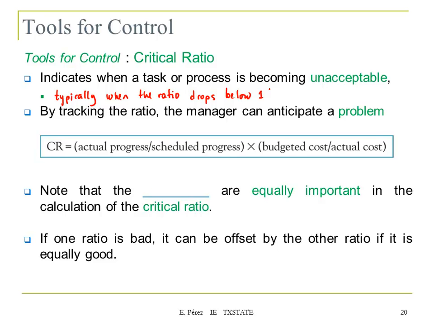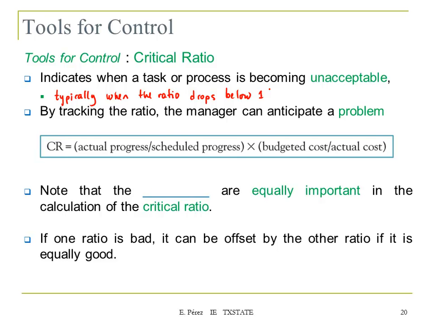And here's an example of the critical ratio. This is how it is computed. We have the actual progress divided by the scheduled progress, times the budget cost divided by the actual cost. And that will give you the critical ratio.